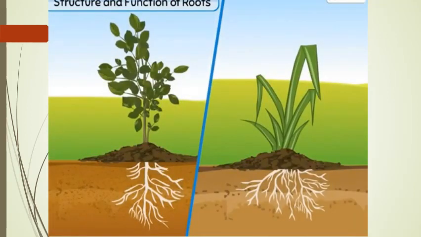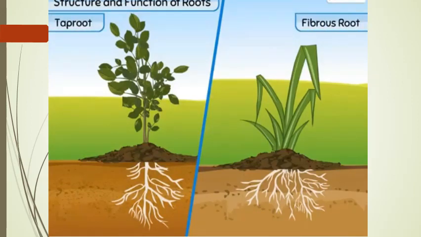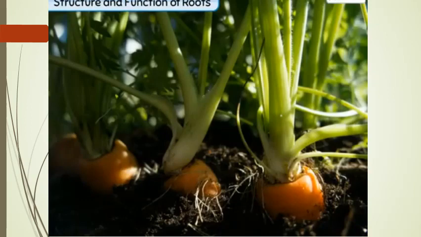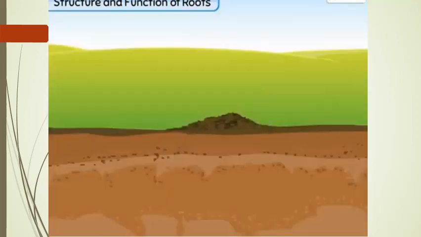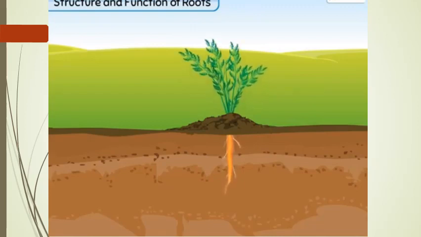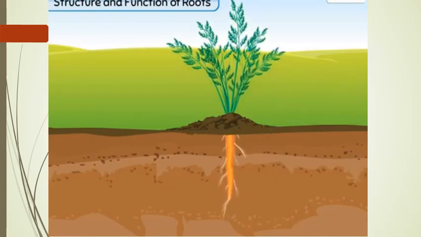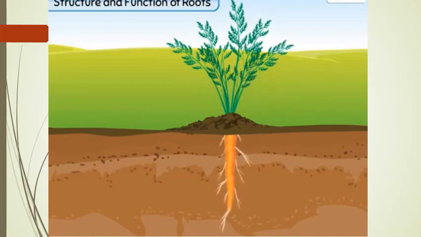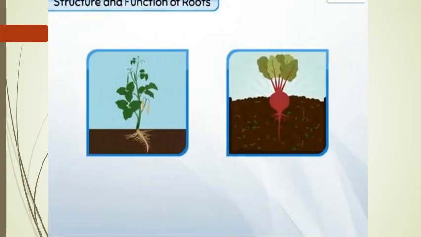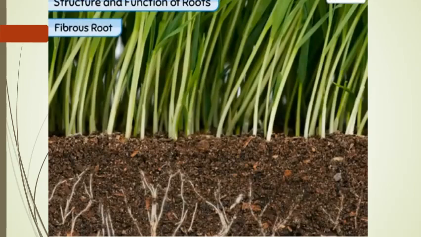Some plants have tap roots, while some others have fibrous roots. You can see in this diagram. The carrot plant is an example of a tap root. When one main root grows from the base of the stem and many other smaller roots grow from this main root, it keeps growing downwards and goes deeper into the soil. Other plants that have tap root are beetroot and bean.